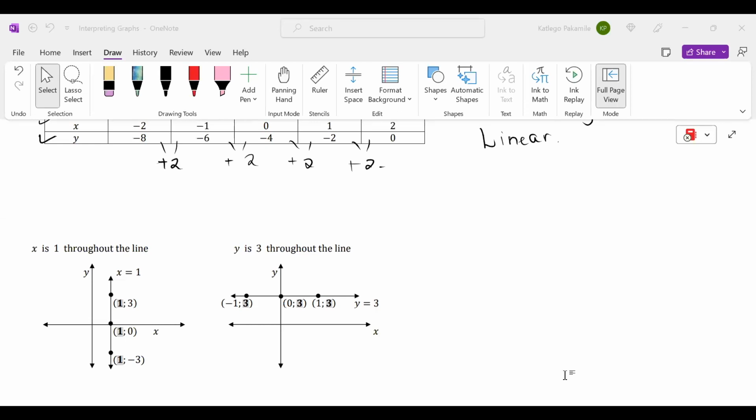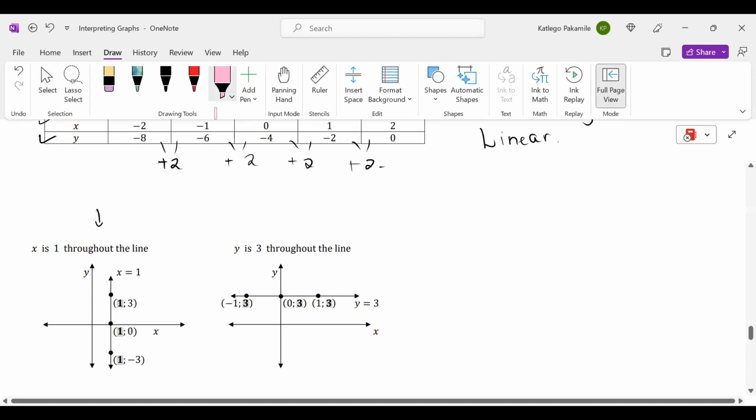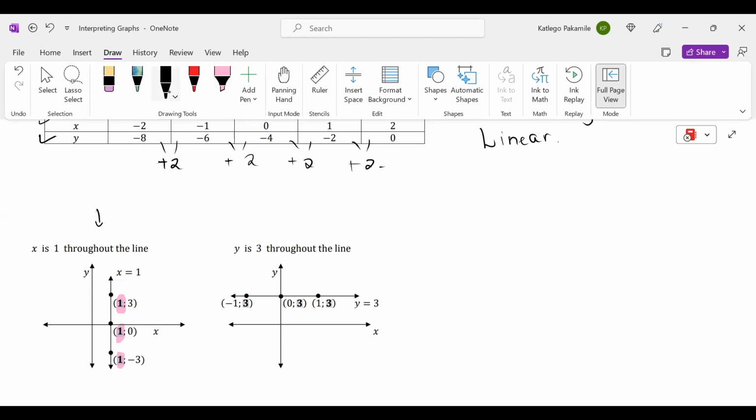The coordinates stay the same. So these are two different graphs, obviously. Let's look at this one first. So the point over here is 1, 3. This one is 1, 0. This one is 1, -3. What's remaining the same? The x coordinates. Do you see that? So no matter where you draw a point on this graph, your x coordinate will always be 1, right? That means it is a constant graph.